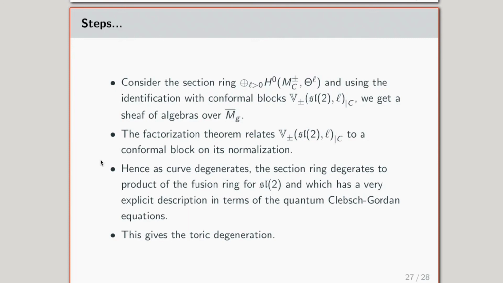And one shows that this algebra that you get by degeneration is actually a semigroup algebra of a polytope, and that's the polytope that I wrote. So once you have a semigroup algebra of a polytope, it's a toric variety, the Proj of that. Okay, so this is how you get the toric degeneration.